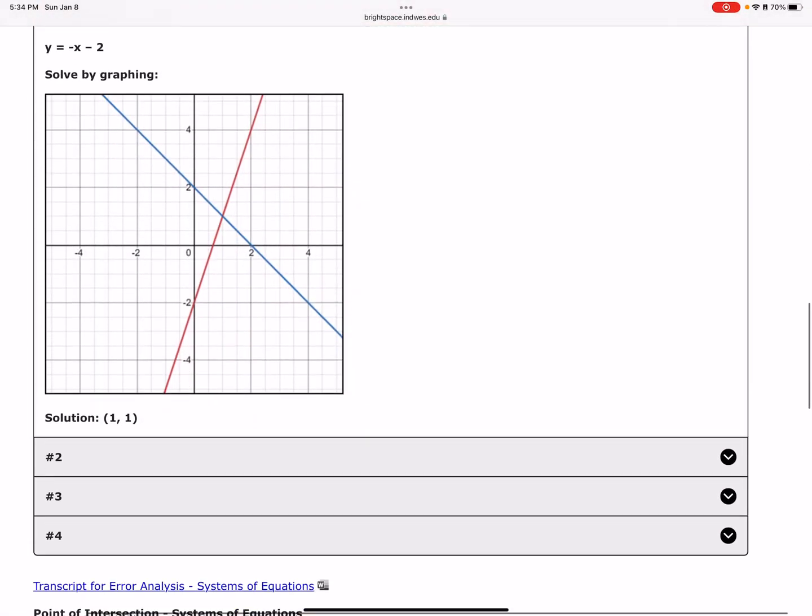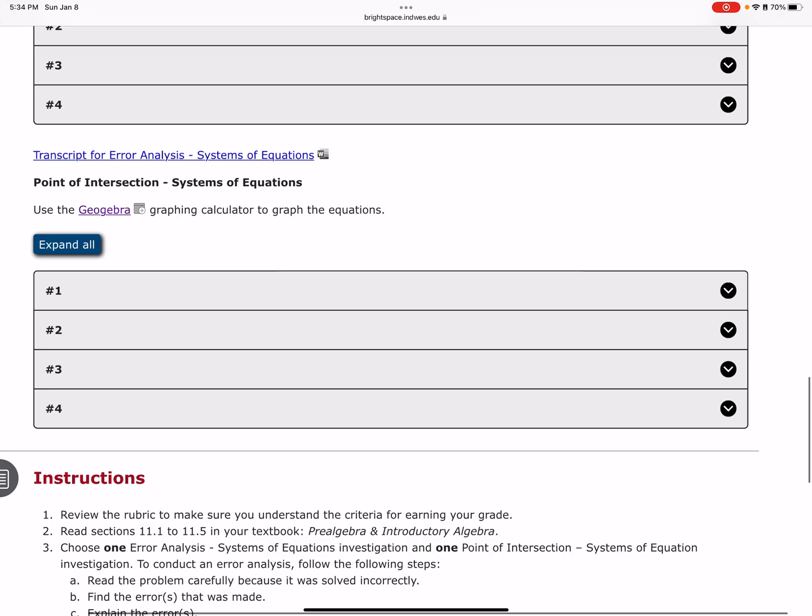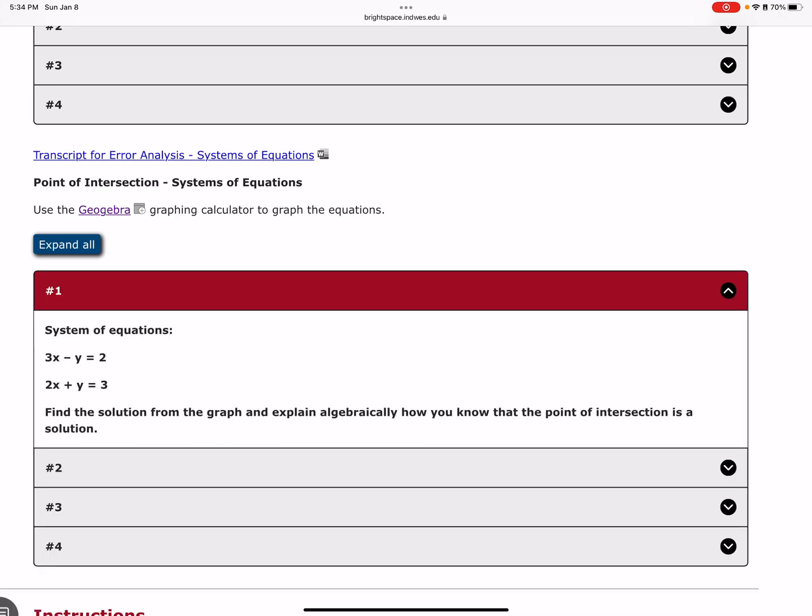That's how you would do the first part. The second part, you're just going to use your GeoGebra, which is really easy. It says, find the solution of the graph, explain algebraically how you know the point of intersection is the solution. So algebraically means that x is equal to a number and y is equal to a number, so are x and y equal to the other numbers, and I'll show you exactly what I mean.